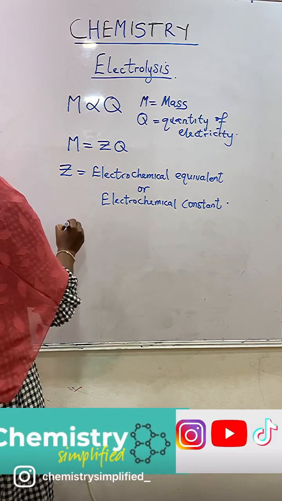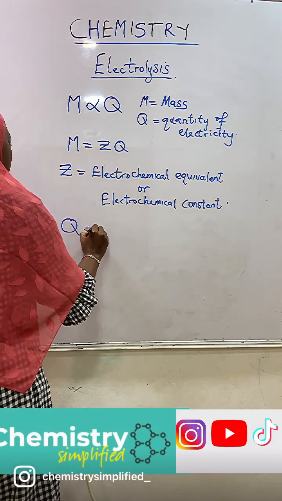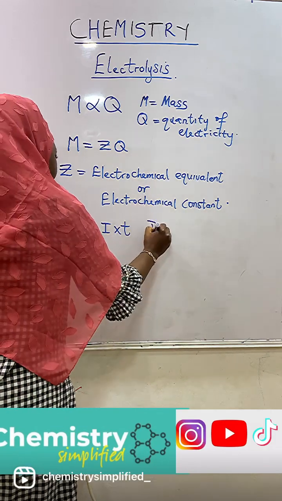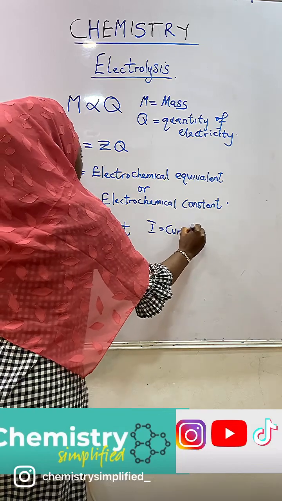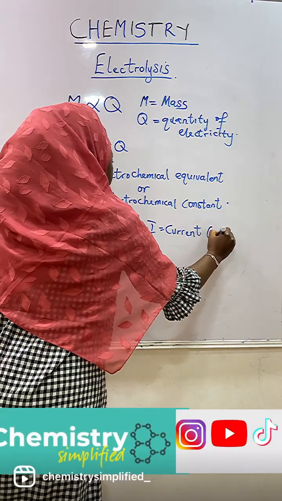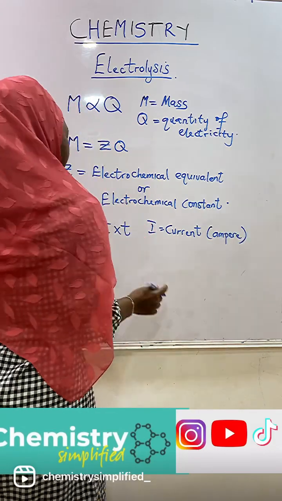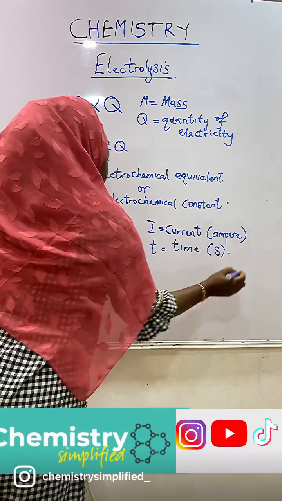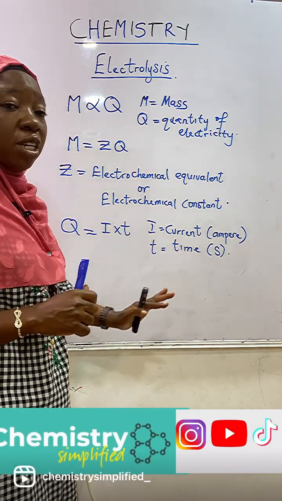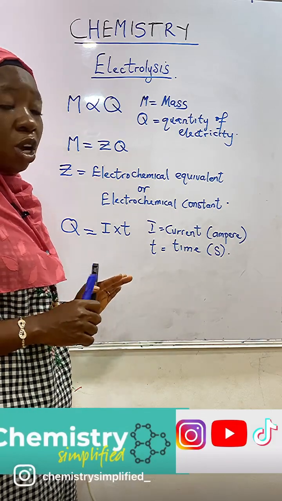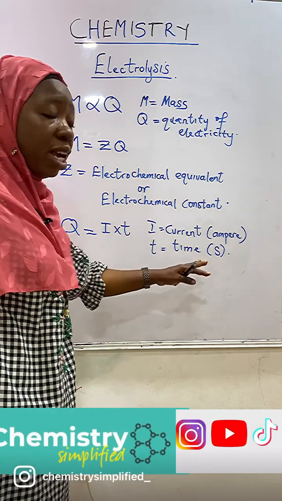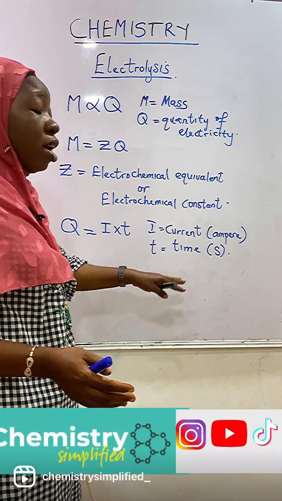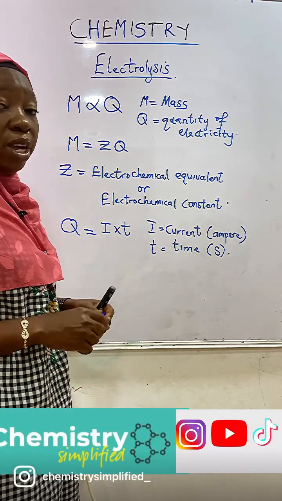But remember that our quantity of electricity equals I times T, where our I is the current, which is expressed in ampere, and our T is time, which is expressed in seconds. Note, if you are given any calculation in which the time is not in seconds, you will need to convert that particular time to seconds. They may give you in terms of hour or minutes, so you will need to convert it back into seconds because your time should always be in seconds.